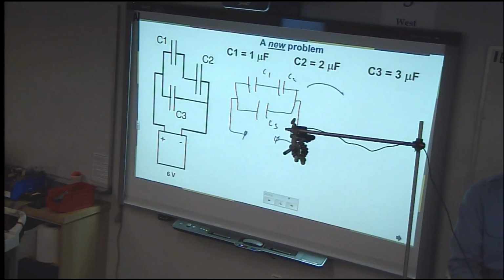So first transition. Well, this is 3 microfarads. And capacitors 1 and 2, now I can replace. Well, that should be 1 over (1 plus 1 over 2), which is 2/3 microfarads.